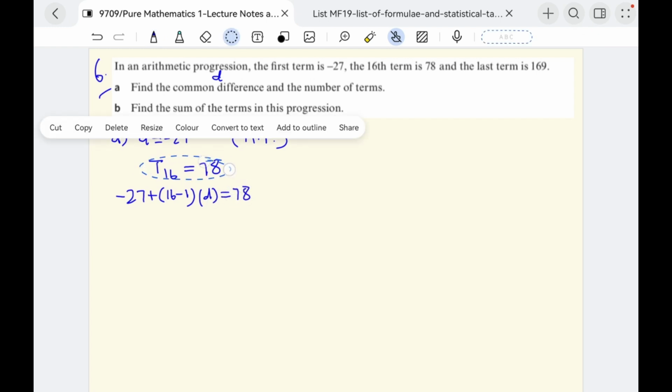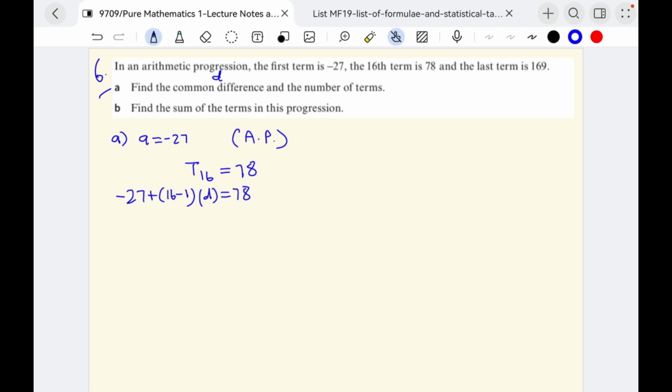Okay, you don't have to list out what formula you are using. This wastes a lot of time. So from this equation, you're able to find the D easily and instantly. 78 plus 27, and 16 minus 1, 15. So you will get the common difference of 7. Okay?